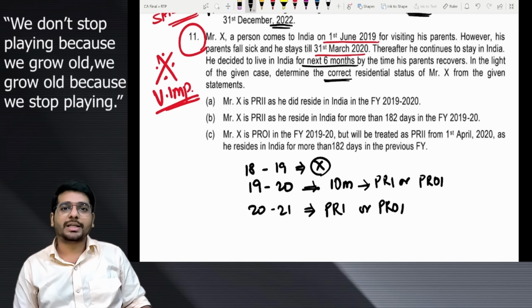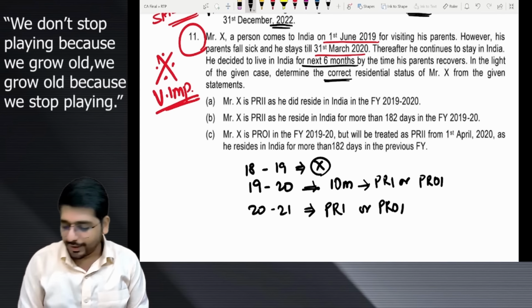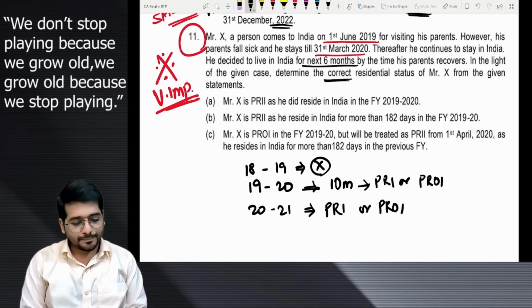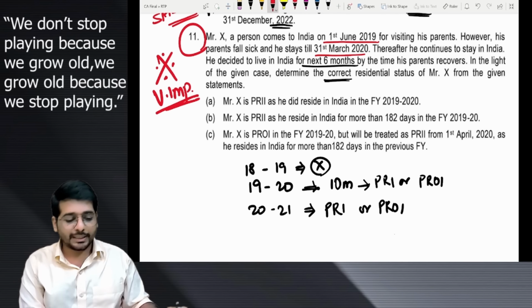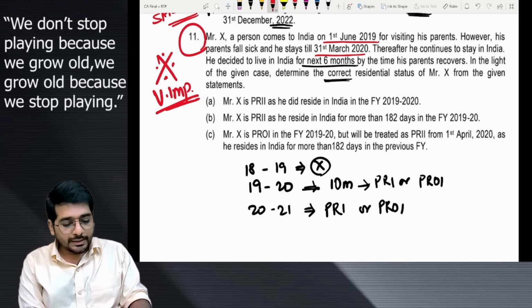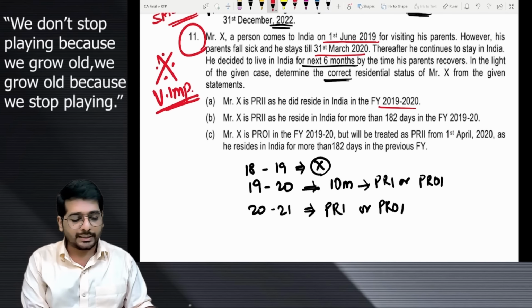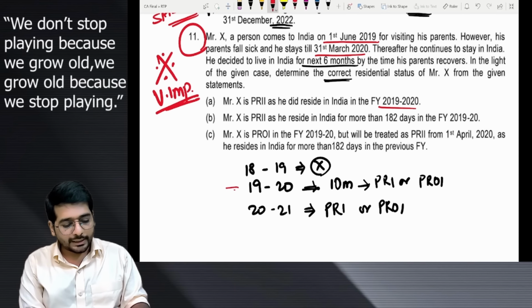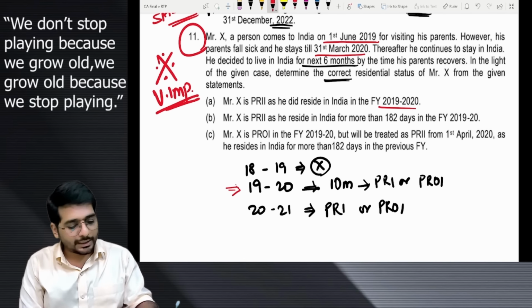Remember what we have done in the class. I will tell you, very simple. Where you will get confused, that also I will tell you. Okay, I'll make it easy for you. He is a PRI as he resided in India in FY 1920. So he is a PRI. PRI for which year? 1920. No, sir.